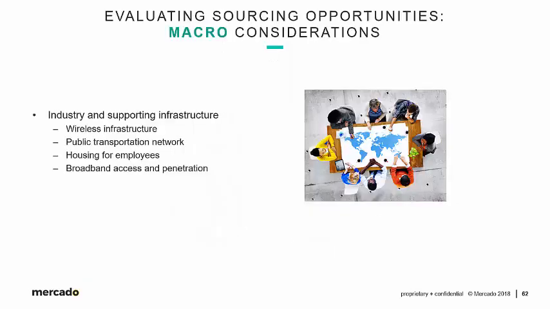Continuing on with macro considerations related to industry and supporting infrastructure, wireless infrastructure and the ability to get online. How about the public transportation network for people to actually get to work at the factories from whom we're buying merchandise? Housing for employees is another big deal. In China, for example, many employees actually live at the factory. Is it adequate housing? Is it humane housing? Does it meet international standards for quality housing? We need to be thinking about those things.